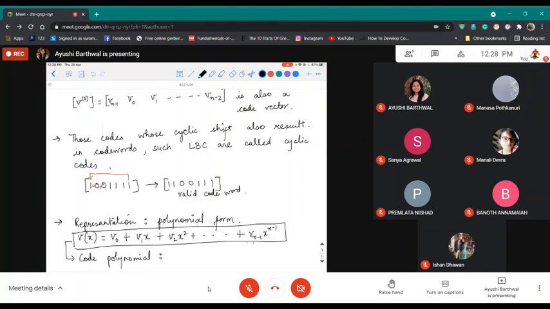And the degree of this code polynomial is n minus 1. So highest order is n minus 1.